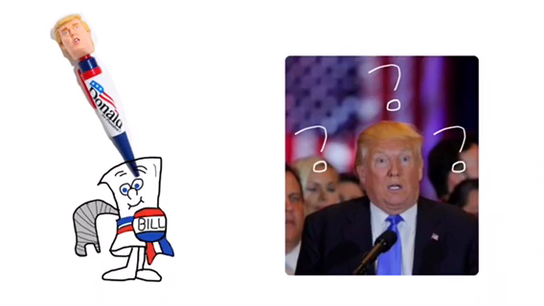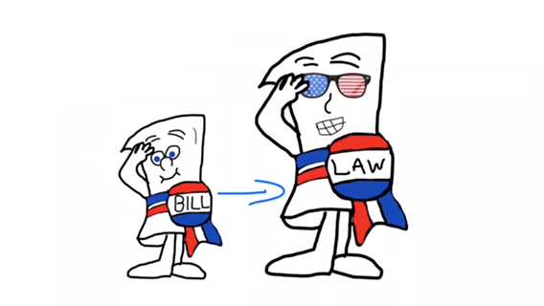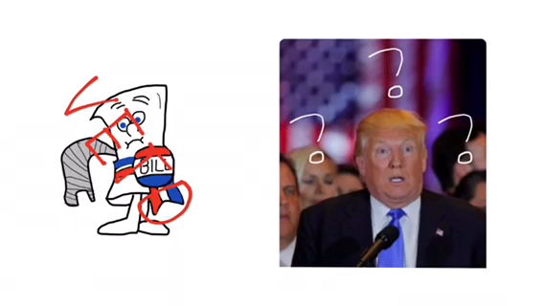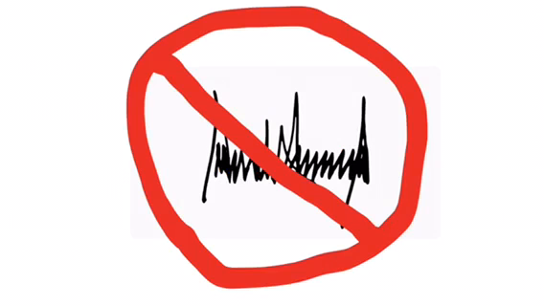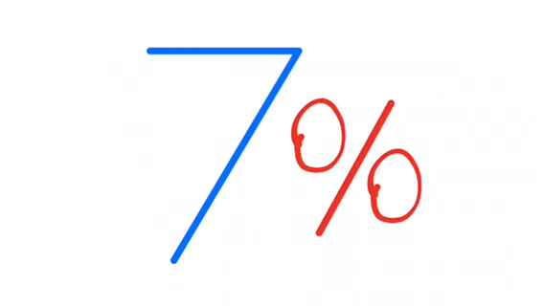The president can sign the bill into law, transforming the bill into law once and for all. He can veto the bill and send it back to Congress. But a 2/3 vote from Congress can override this veto and turn the bill into law without the president's signature. This only happens around 7% of the time, though, since it requires Congress to agree on something.